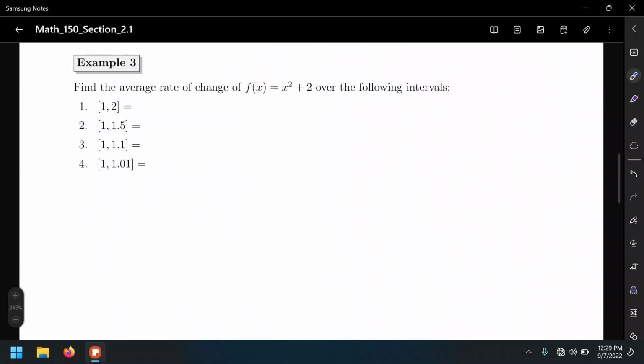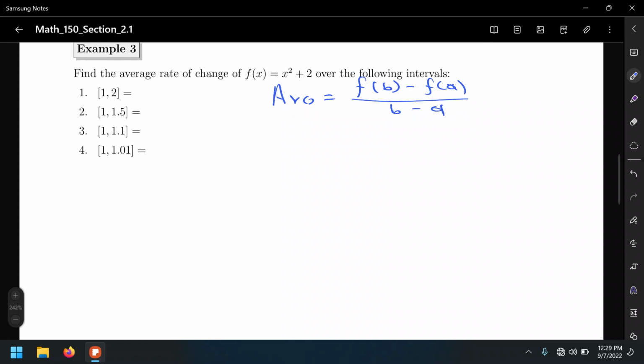Let's do another example. Find the average rate of change for the function x squared plus 2. So now let's put the velocity on the side and let's focus on a natural function f of x, an algebraic version of it. Okay, so again, the average rate of change is f of b minus f of a over b minus a. All right.